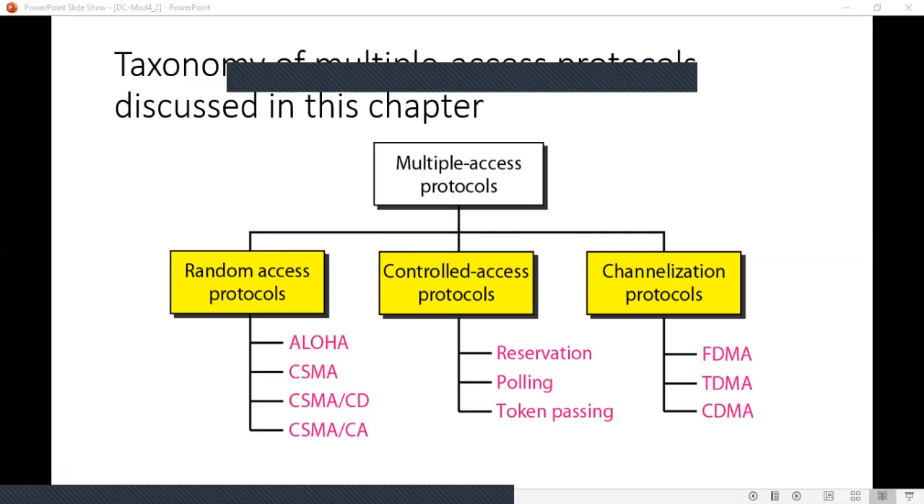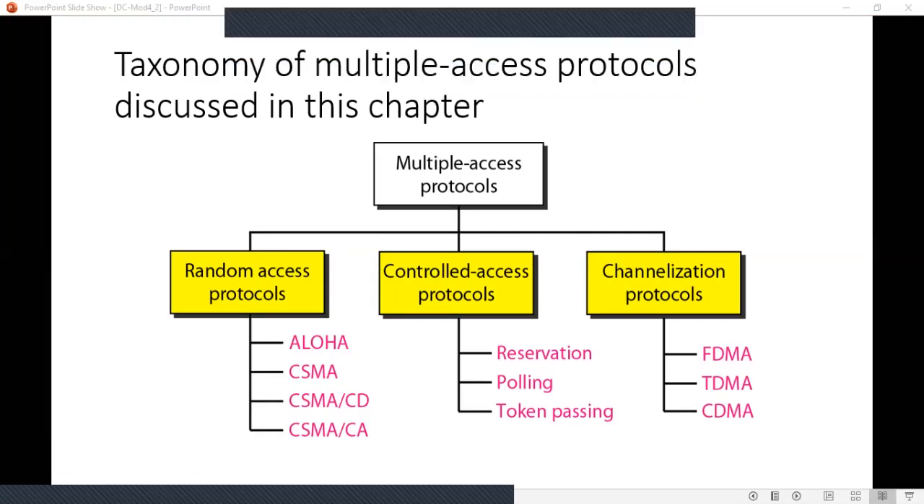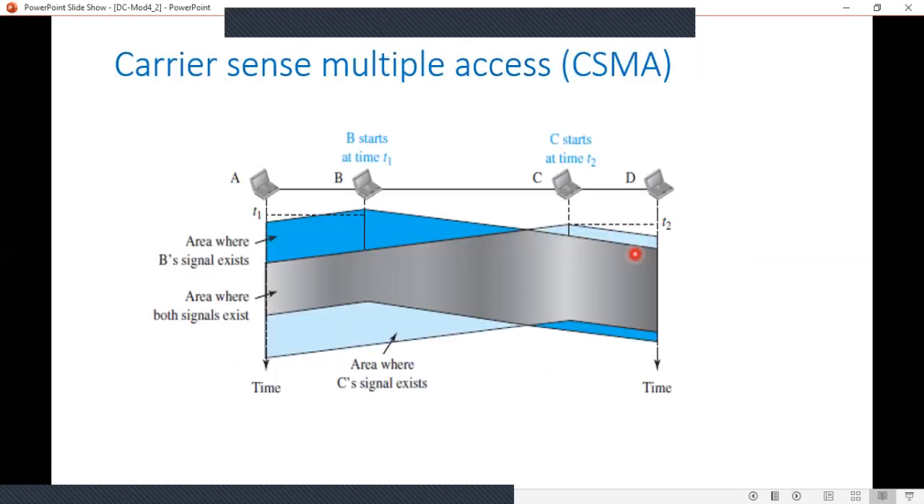In this video lecture, we will start with the second type of random access protocol, that is CSMA, the carrier sense multiple access protocol. We'll see what this CSMA is first.